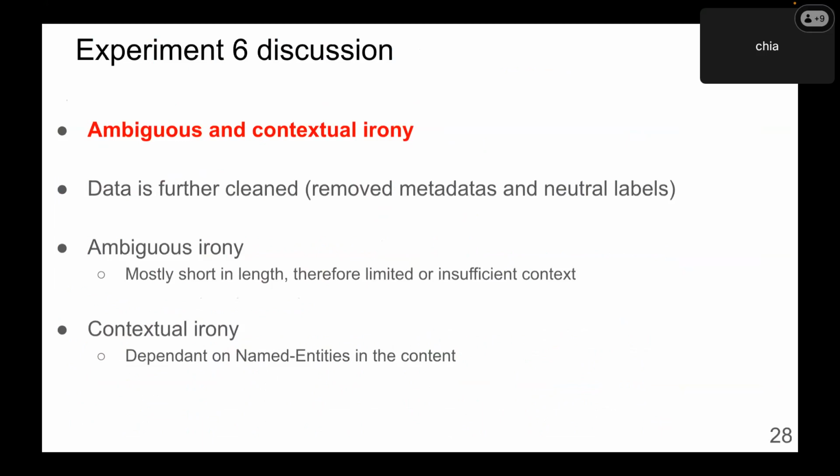Next, we did another experiment on ambiguous and contextual irony. I extracted all the ambiguous and contextual irony data, and they were further cleaned to remove neutral data. We can see that in the ambiguous irony, most of them are very short in length. Therefore, the limited and insufficient context is true. That's why they are ambiguous. And for the contextual irony, we can see that they are mostly dependent on the named entities in the content.